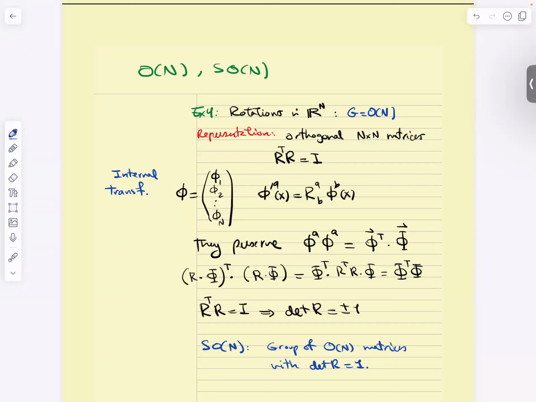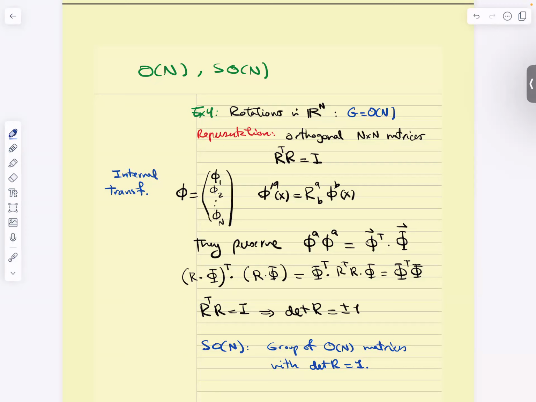So what are these? What's the physics of these transformations? Think of a vector of a bunch of fields. If these are real fields, these could be rotations. This is a generalization. So this is not a rotation, I apologize. They include rotations.